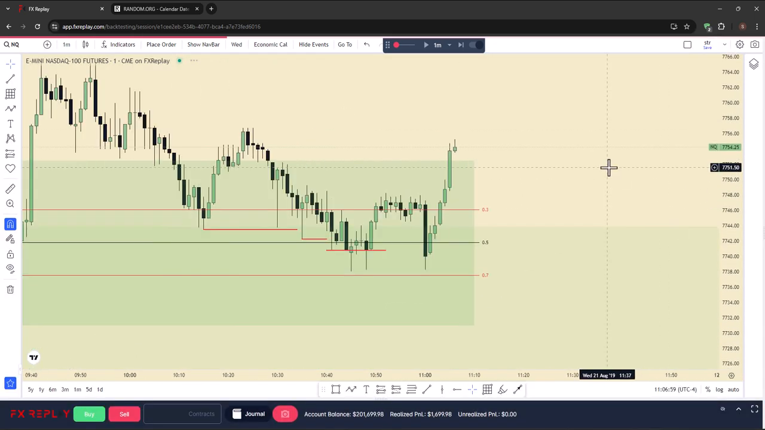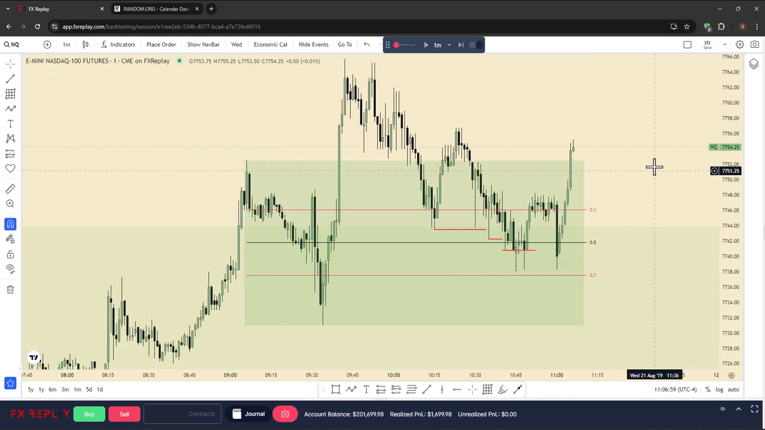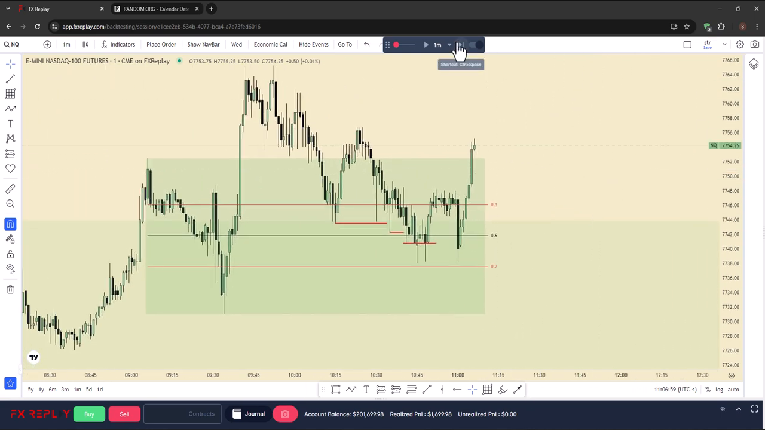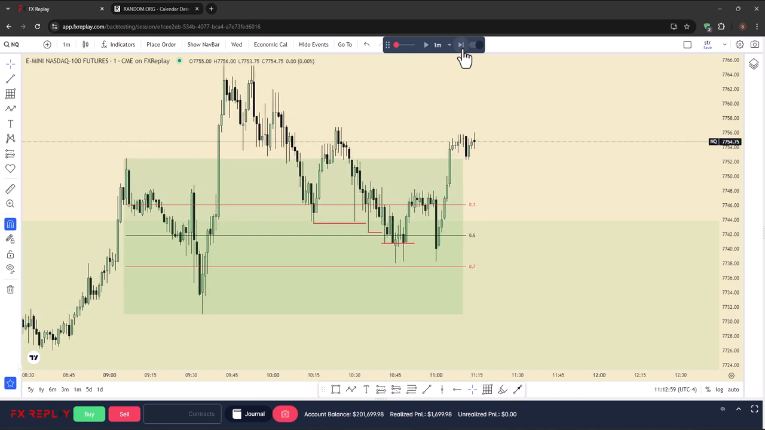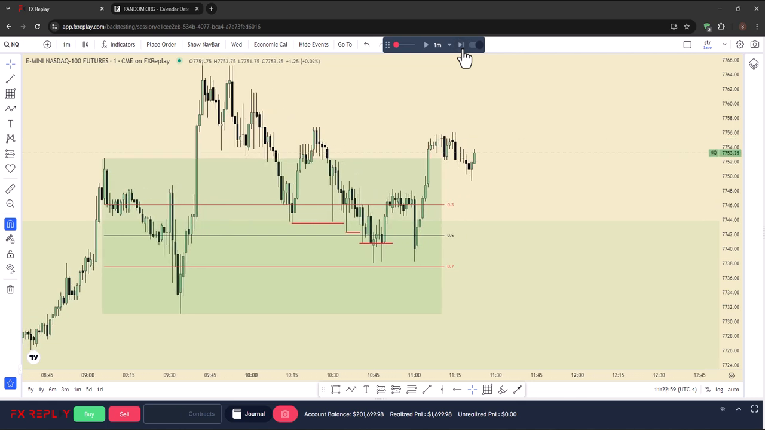Let's go back to the 1 minute. I don't like to limit myself to only one time frame to trade from, right? I like to have multiple time frames, because sometimes we have a body closure on one time frame, and on another time frame we have only a sweep, right?